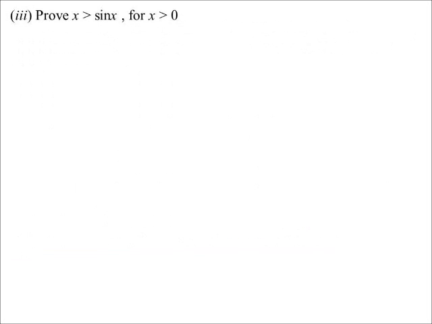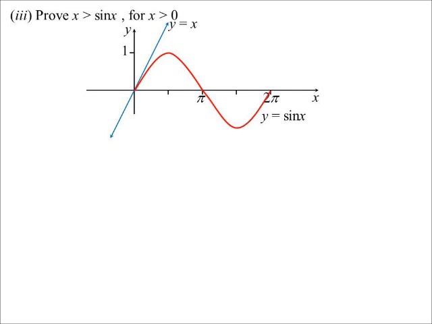We're now going to prove x is greater than sine x. x will always be greater than sine x for positive values of x. Here's my graph. There's y equals x. There's sine x. And sure enough, it looks like x is always going to be bigger than sine x. But unfortunately saying it looks like it is not good enough. Clearly at x equals 0, they are the same.